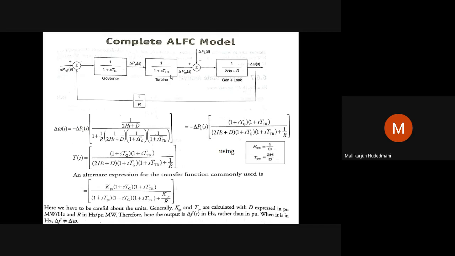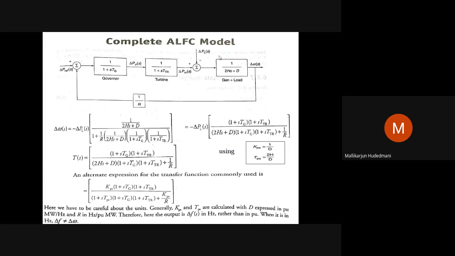The turbine is again represented by a simple first order lag function, 1 by 1 plus sT_T, where T_T is the turbine time constant. This turbine has an input which is the displacement of the valve, which makes the fuel control, and will transform it into mechanical output delta PM. So this transforms the input displacement of the valve into mechanical output, which is nothing but driving the turbine and the generator.